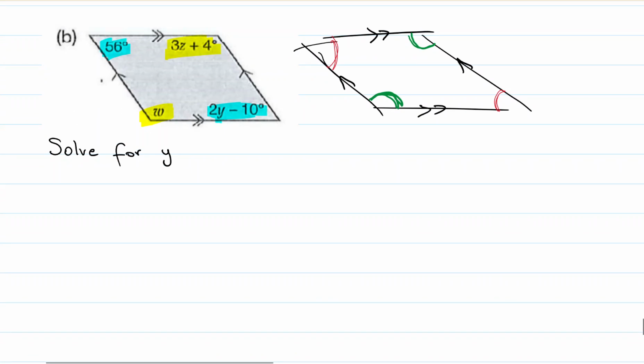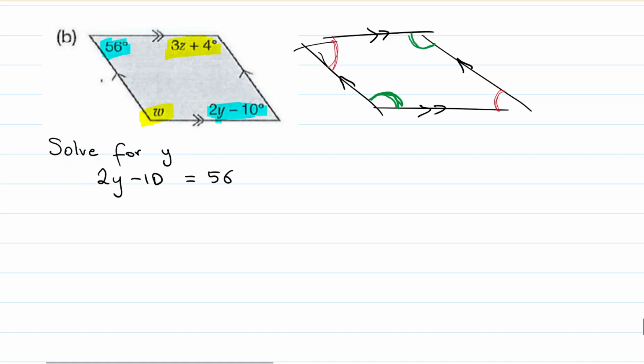Alright, so if I know from those properties that the two red angles, the opposite sides there, are equal, right? I can equate the two together. I can say 2y minus 10 is equal to 56, and then find y. So, what's highlighted in blue there, I'll equate them together. So I'll say 2y minus 10 should be equal to 56.